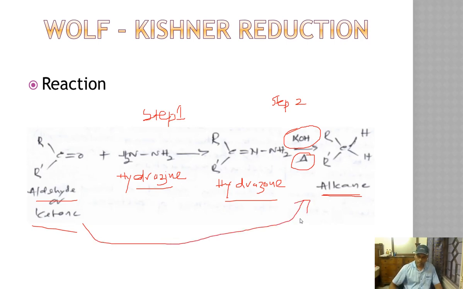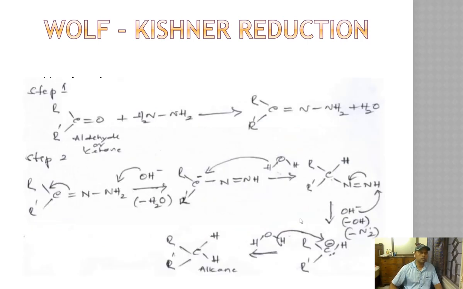So how is this going to happen? Let's look at the mechanism of this reaction. Again, let's go like step 1, step 2. Step 1 is the same as the first one, as I explained earlier. Aldehyde or ketone reacts with the hydrazine, right? And they are going to form hydrazone. You're going to remove one molecule of water. These two combine, and we get one molecule of water there.